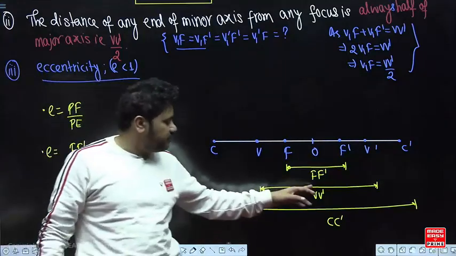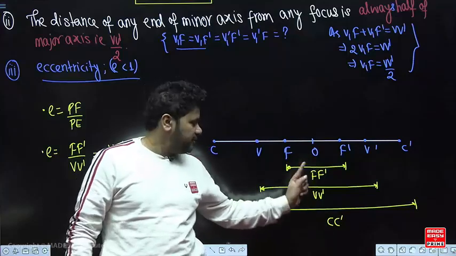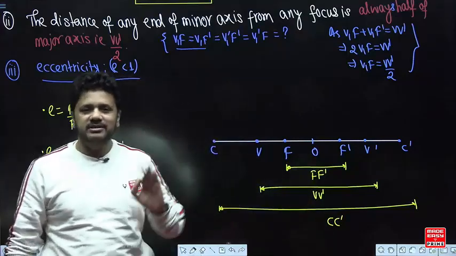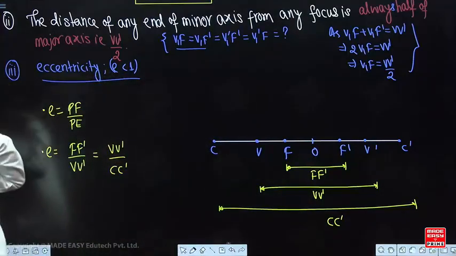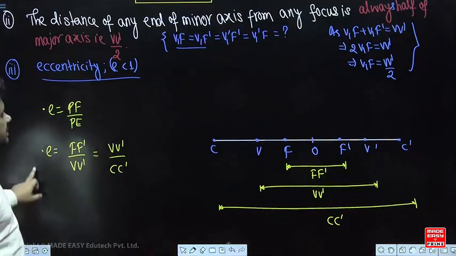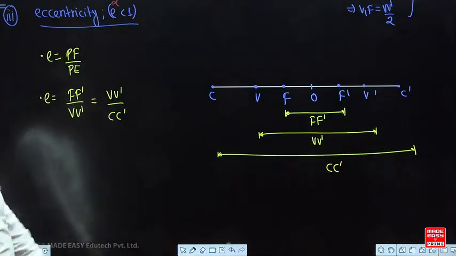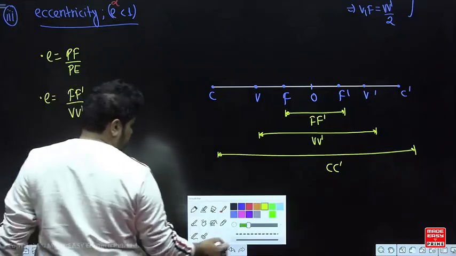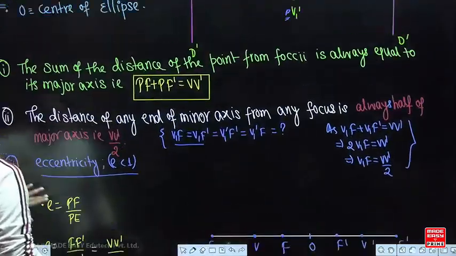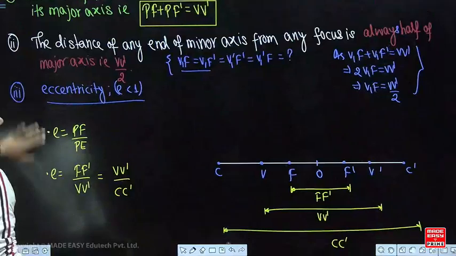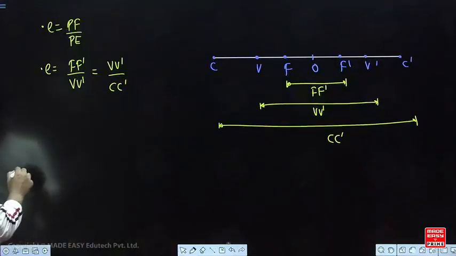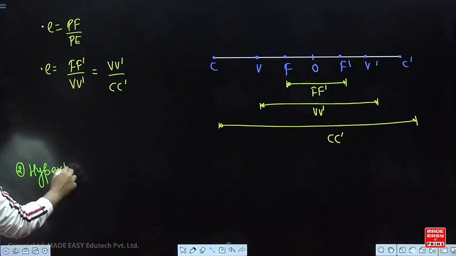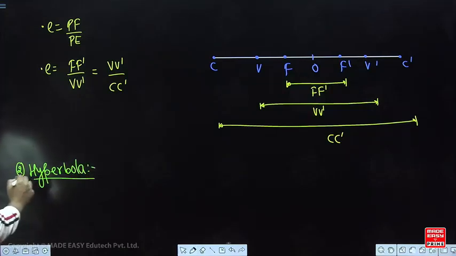So that means if I do VV dash upon CC dash or FF dash upon VV dash, you will get the same eccentricity that we are going to find with PF upon P. So these are the 3 important points that you have to remember, right? So this is for the ellipse, correct. So this we have found for the ellipse. Now the second is for the hyperbola, the last one of this chapter. So this chapter will also be over, then we will go for the 4th chapter.